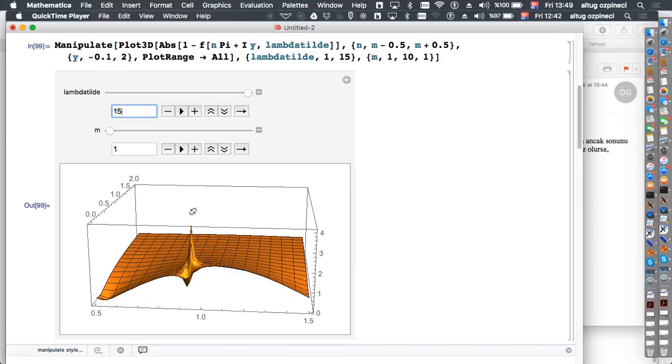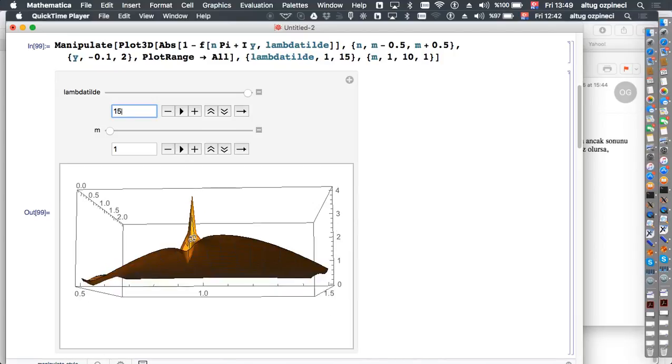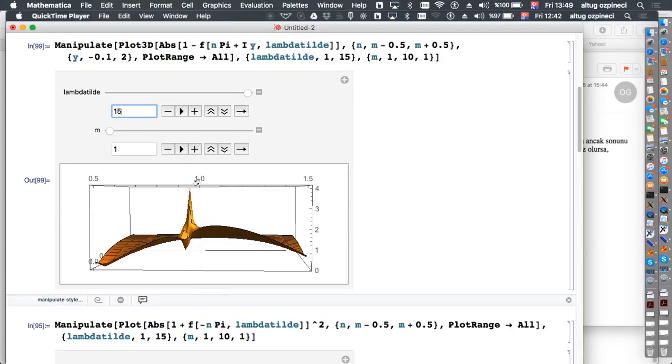And that is where our peak is. And the value is also close to 1, closer to 1 now. It's something like 0.95. It is getting closer and closer and narrower and narrower. This is what we call the first resonance.